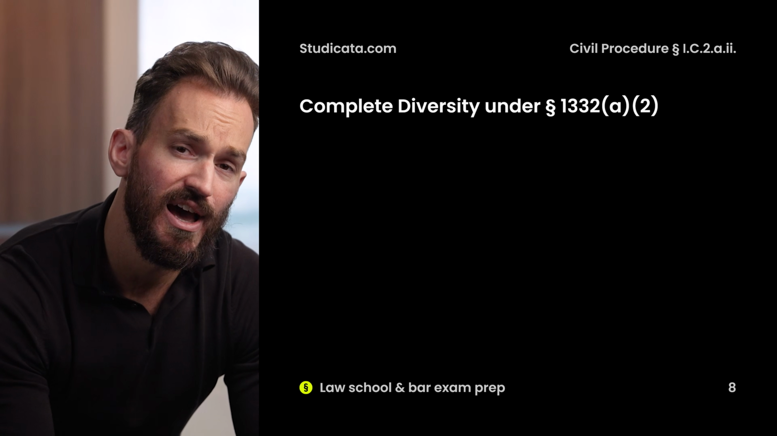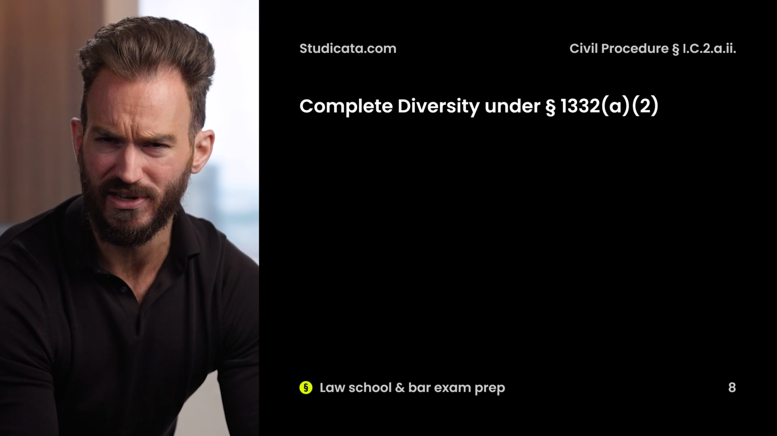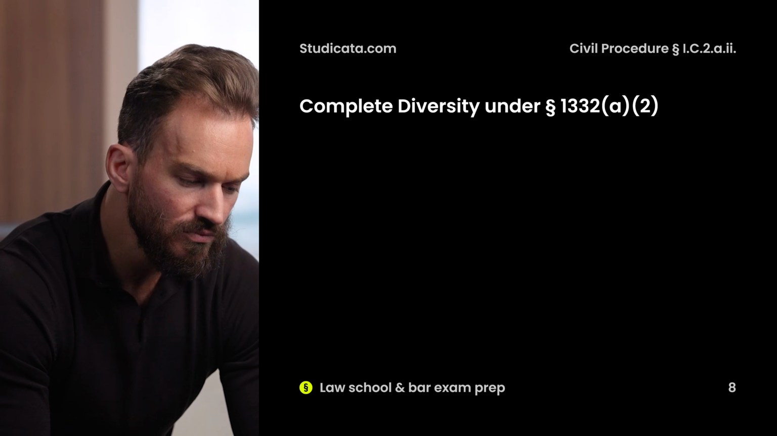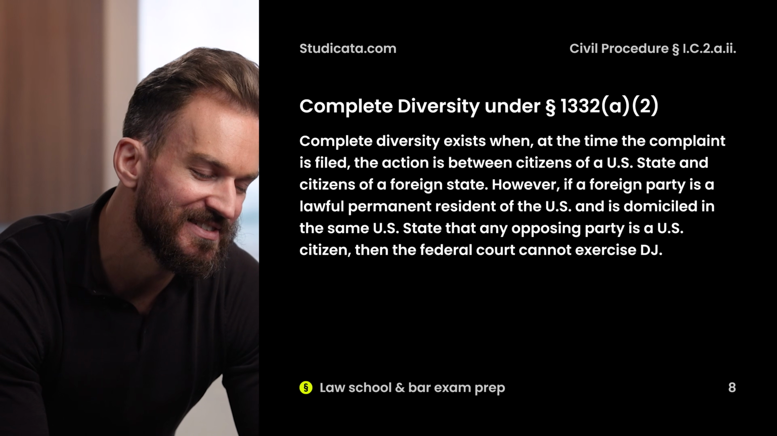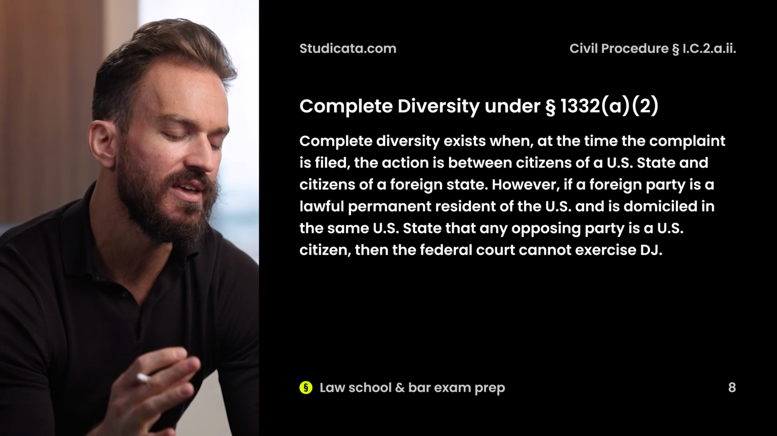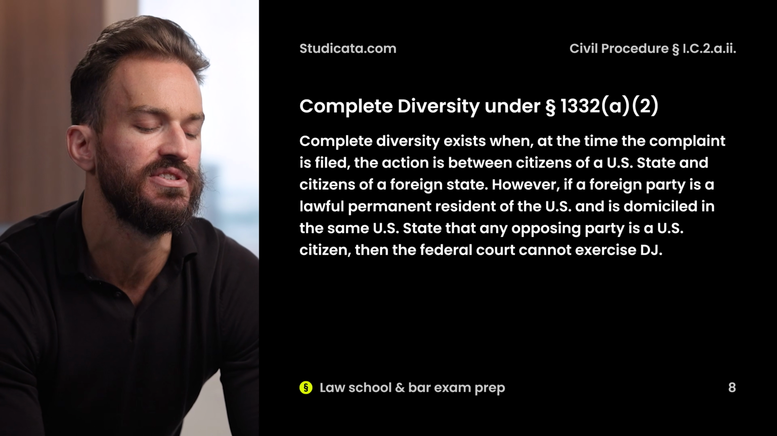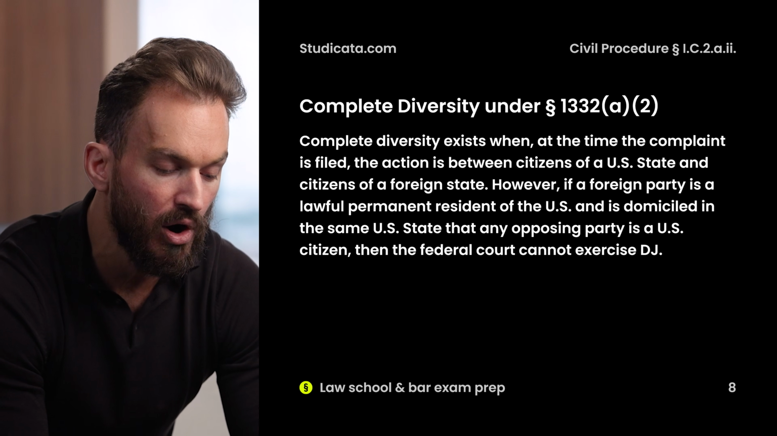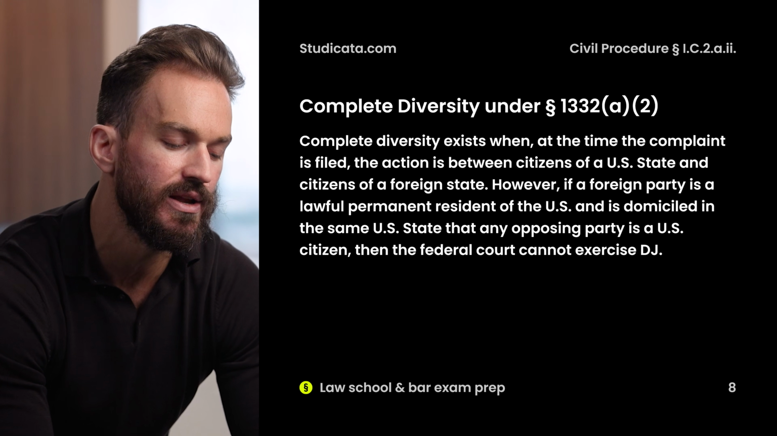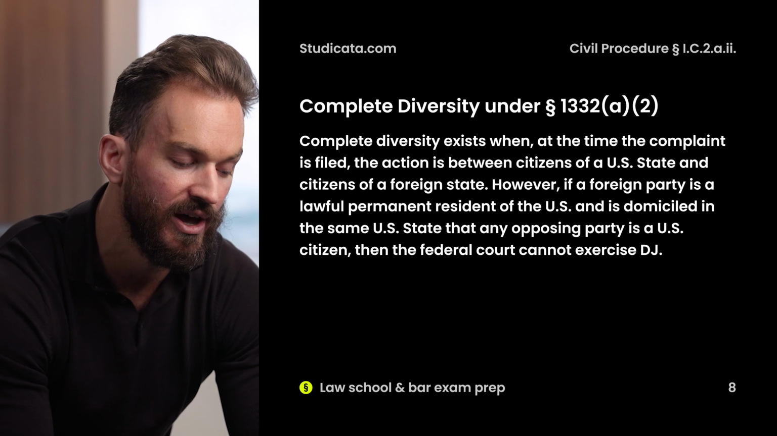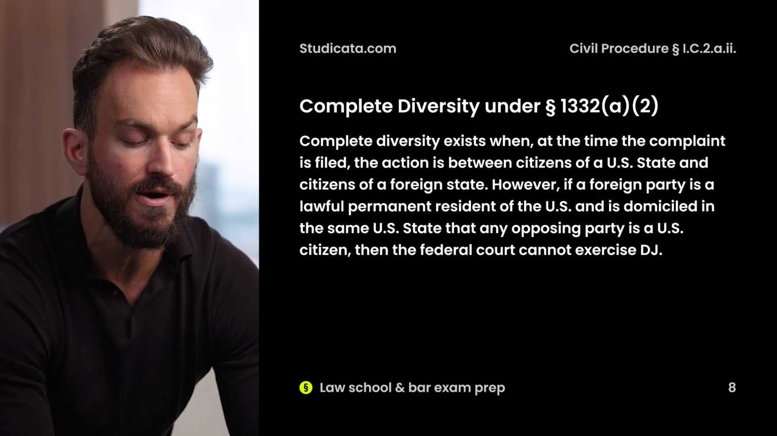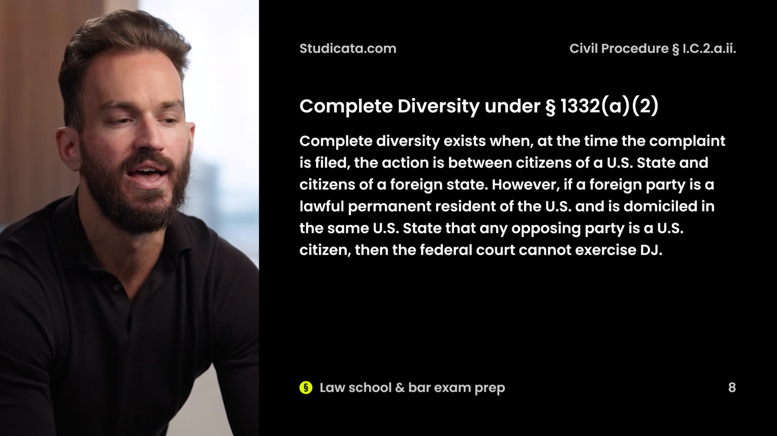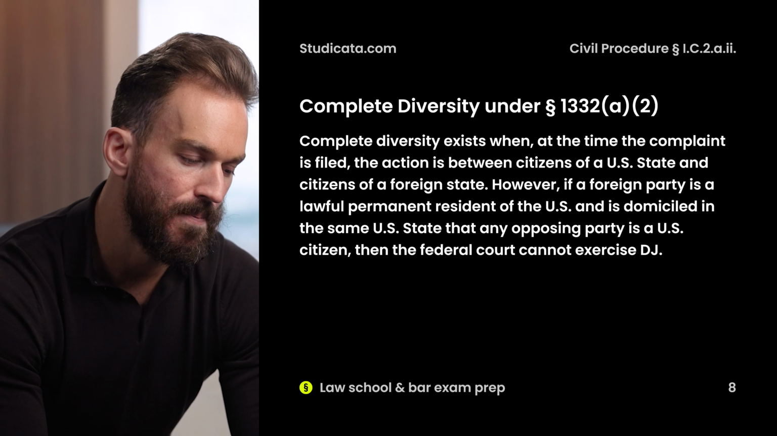Okay, let's go to 1332(a)(2), complete diversity under section 1332(a)(2). This is where we start to get foreign parties involved in the lawsuit. What do we do? Complete diversity exists when, at the time the complaint is filed, the action is between citizens of a U.S. state and citizens of a foreign state. However, if a foreign party is a lawful permanent resident of the United States and is domiciled in the same U.S. state that any opposing party is a U.S. citizen, then the federal court cannot exercise diversity jurisdiction.